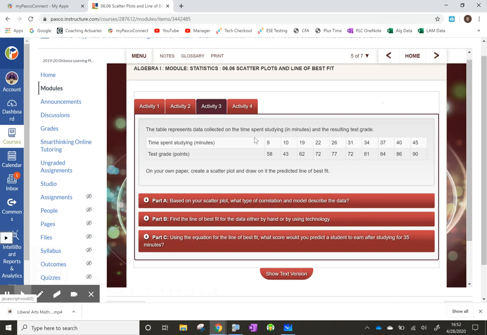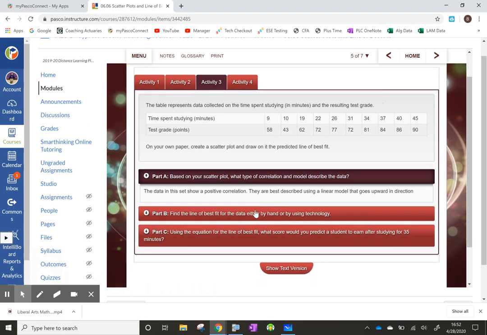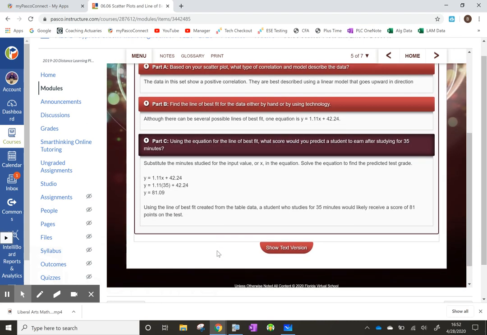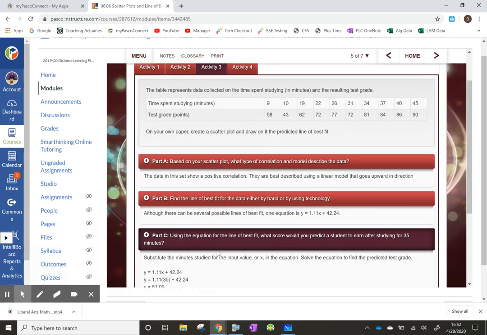All right, so we have a table representing studying minutes and test points, test grades. So make a scatter plot and draw the line of best fit. We're not going to make a scatter plot ourselves, so we'll just look at the one that they have. Hopefully it shows us one. It really doesn't, which is unfortunate. So there's not a whole lot we can do here, unless you have graph paper, which would be good.